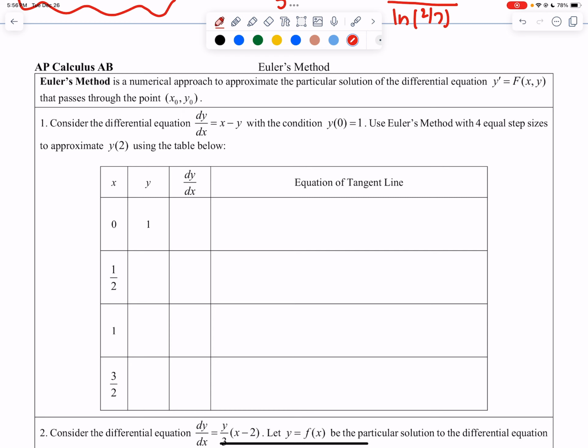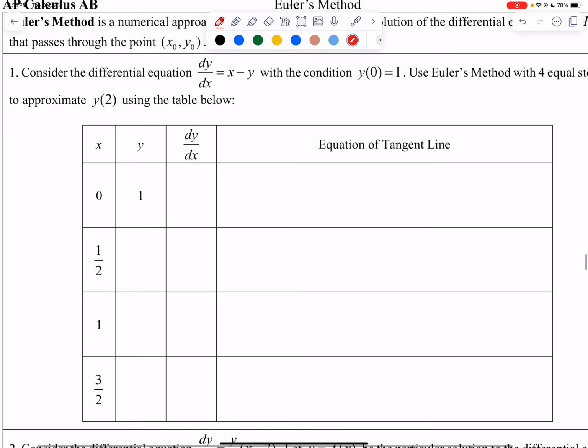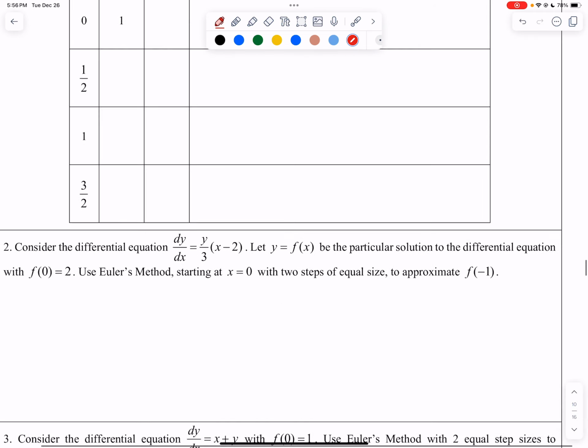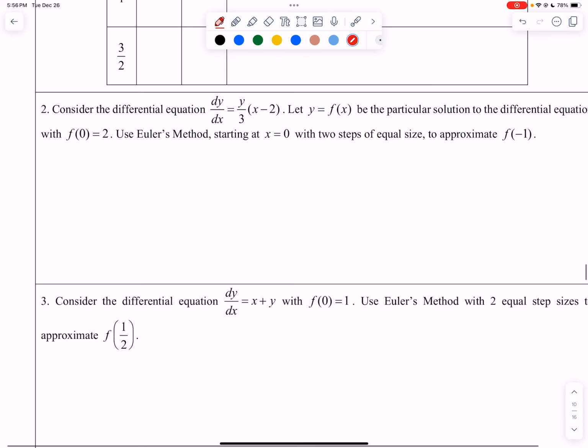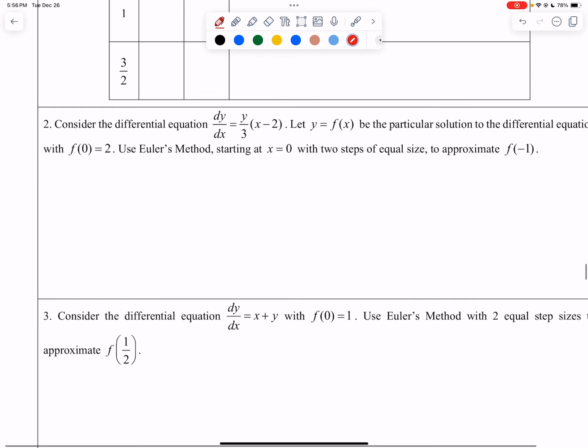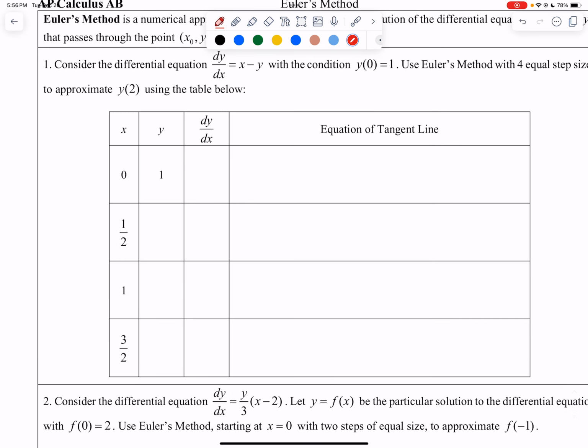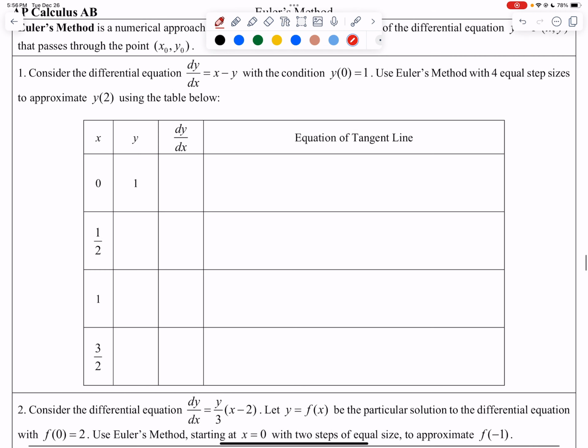but instead of area, we're talking about approximations. So on number 1, I already gave you a table that we're going to fill out together. But then on number 2, number 3, you'll notice that I don't give you a table and you actually have to do the table on your own. But essentially, this is what your table should look like. You have x on the first column, y on your second column, your derivative, aka the slope, and then the equation of the tangent line. Remember that your equation of the tangent line is point slope.